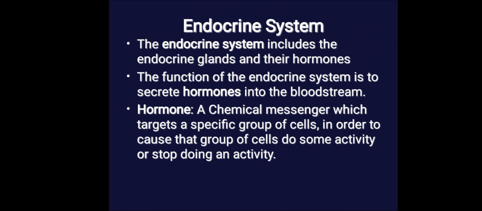The endocrine system includes the endocrine glands and the hormones. The endocrine system is a complex system of organs that work together to release chemical messengers inside the body. The function of the endocrine system is to secrete hormones into the bloodstream. So let us understand what hormones are. A hormone is a chemical messenger which targets a specific group of cells in order to make the group of cells do some activity or stop doing an activity.